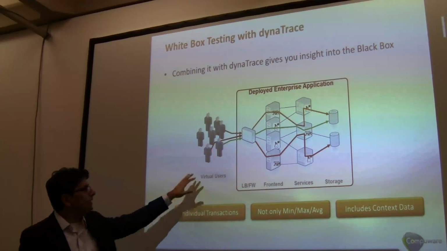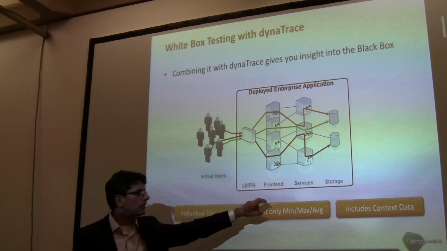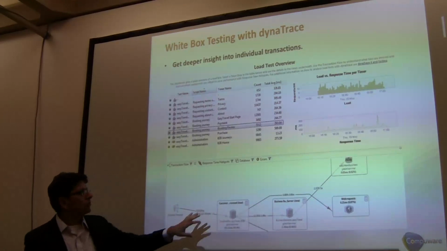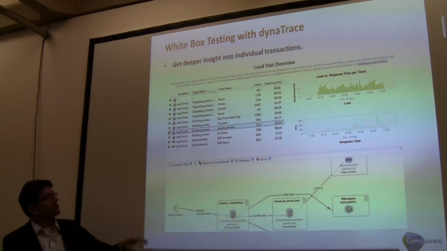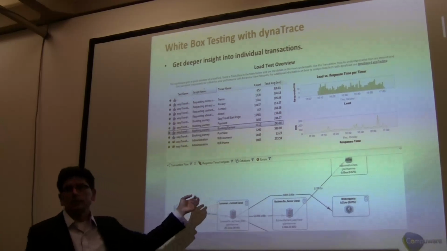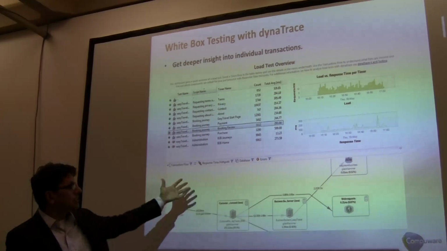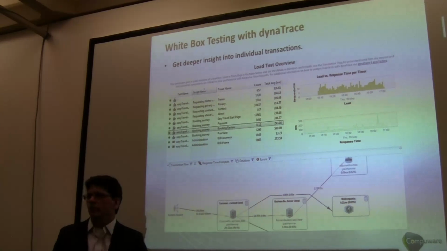So with this, I'm getting individual transactions. I know which tier, which method, which SQL is executed. I'm no longer doing averaging, I'm not doing sampling. So with that, I get a lot more information here. For example, this is a sample dashboard from Dynatrace, for my demo app, an online travel booking, on which I ran this particular test.